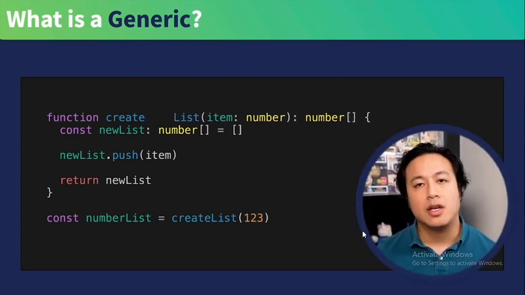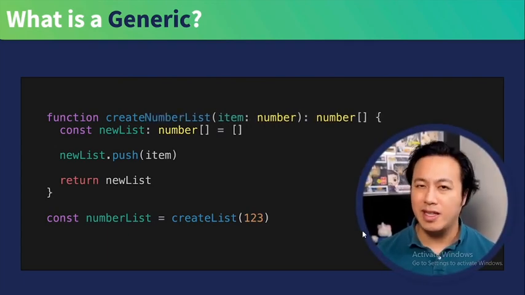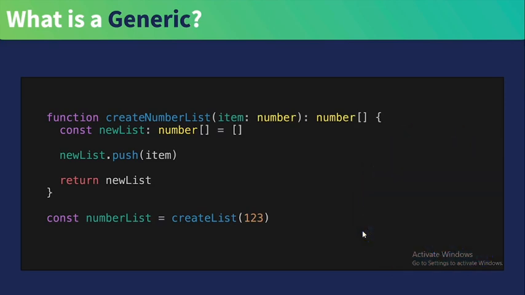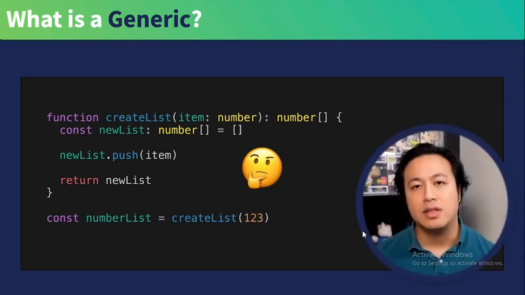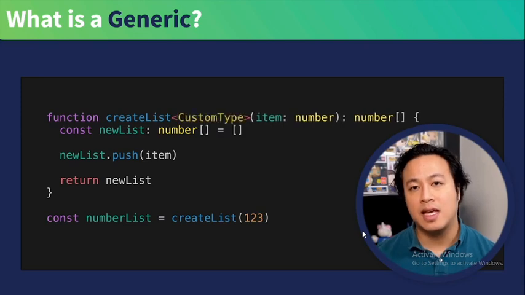With this function, you get type safety, but it's rather limiting, isn't it? If we were to name this function properly, we'd probably want to call it something like createNumberList. But then this wouldn't be really reusable. So the question is, how do we make this reusable? In TypeScript, this is solved with the concept of generics. At a high level, generics allow you to define a dynamic type that will be used in the function.